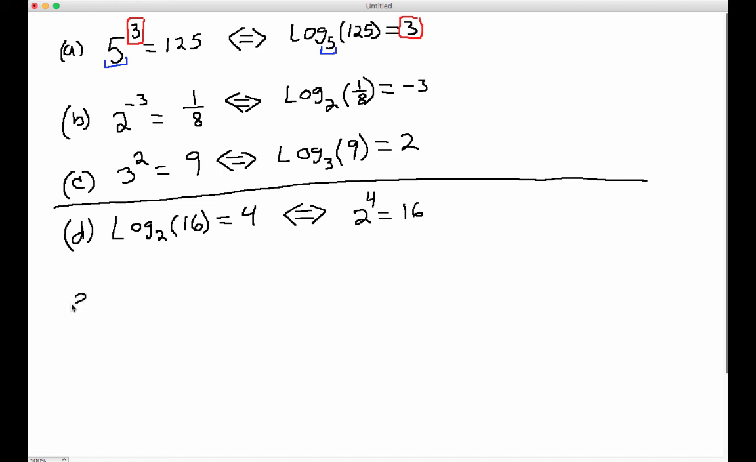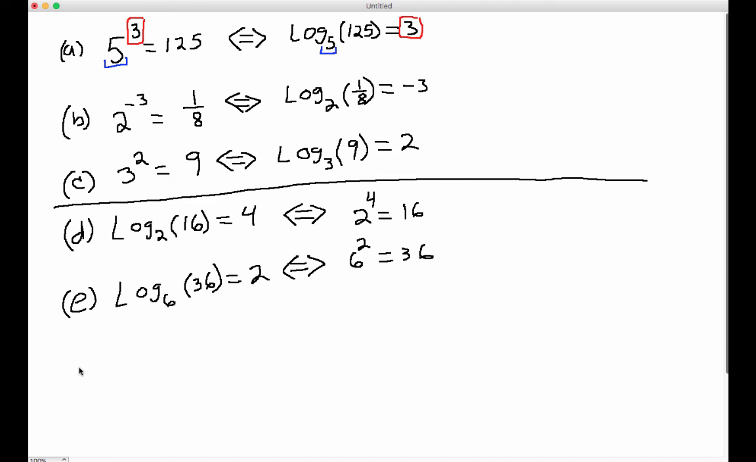Let's do another one. What if we had logarithm base 6 of 36 is equal to 2? Well, what does that say? Well, that says the exponent on a 6 that gives me 36 is equal to 2.